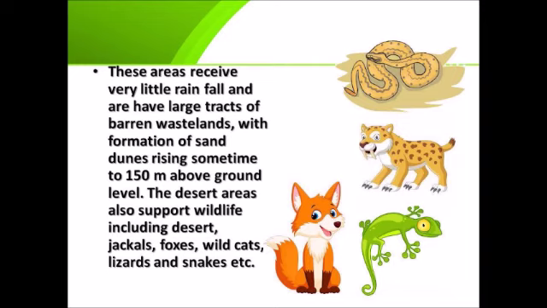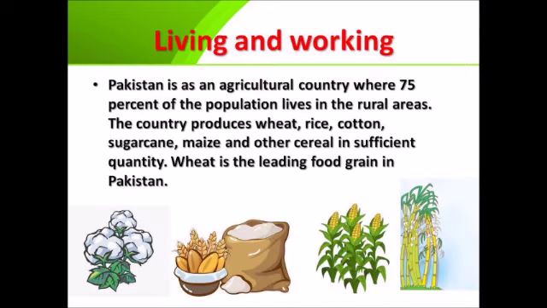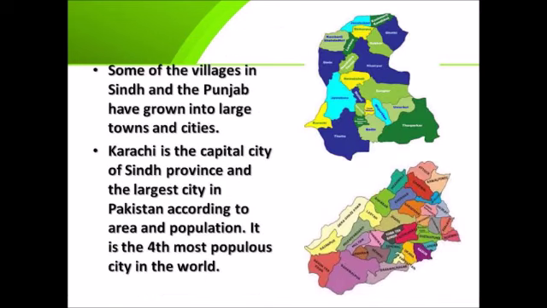Okay, students, our next topic is living and working. Pakistan is an agricultural country where 75% of the population lives in rural areas. The country produces wheat, rice, cotton, sugarcane, maize, and other cereals in sufficient quantity. Wheat is the leading food grain in Pakistan. Some villages in Sindh and Punjab have grown into large towns and cities. Karachi is the capital city of Sindh province and the largest city in Pakistan. According to area and population, it is the fourth most populous city in the world.